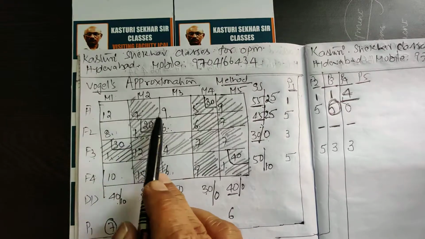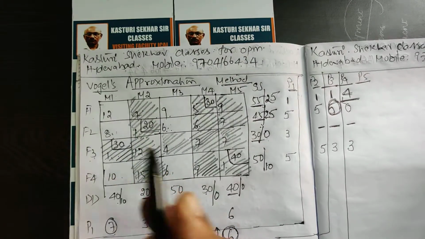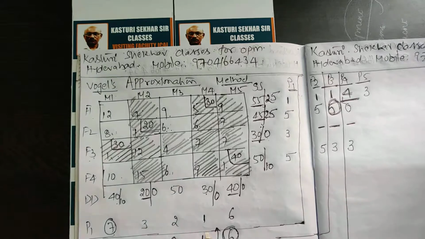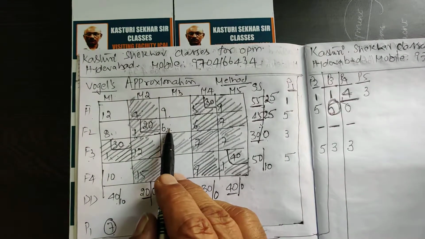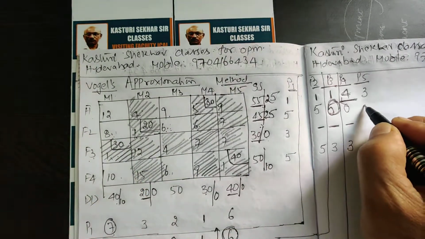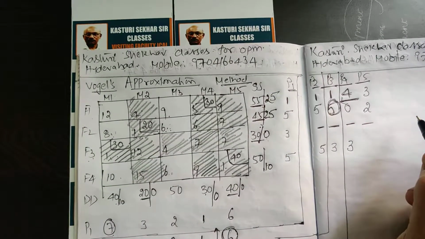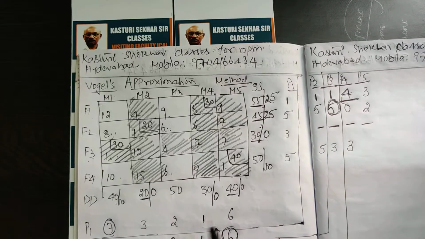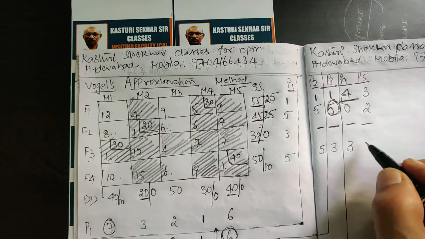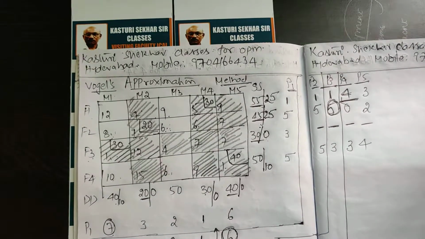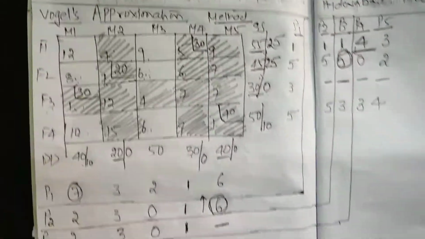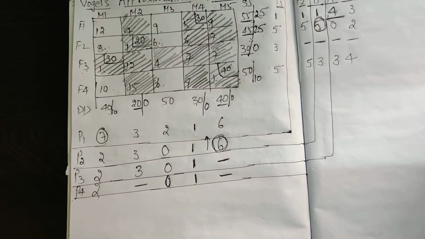Penalty 5. 9 rupees and 12 rupees difference is 3. Here 6 rupees and 8 rupees difference is 2. No need to calculate penalty for third factory. Here it is 6 and 10, difference is 4. Row wise penalties are calculated. Let us move column wise. P5.